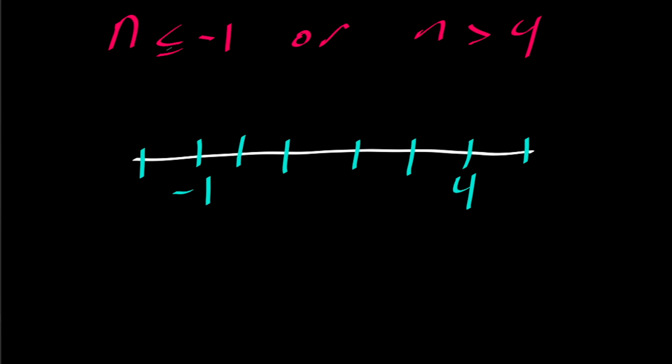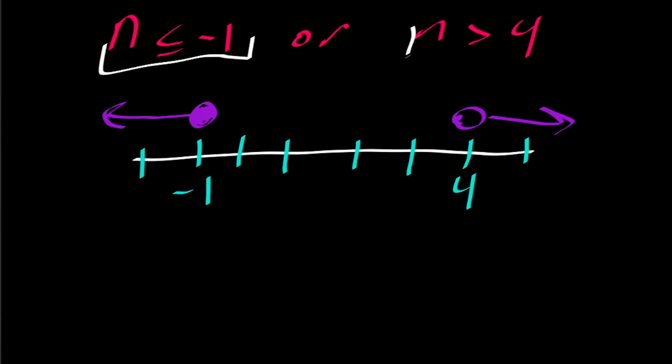So n less than or equal to -1, the graph would be a closed circle, and it would point to the left. N greater than 4 would be an open circle, and it would point to the right. So now I want to know what's the interval notation. Once again, an easy trick is to just do each of these separately, and where this gap is, we're just going to plug in a big U. All right, so now watch what happens.